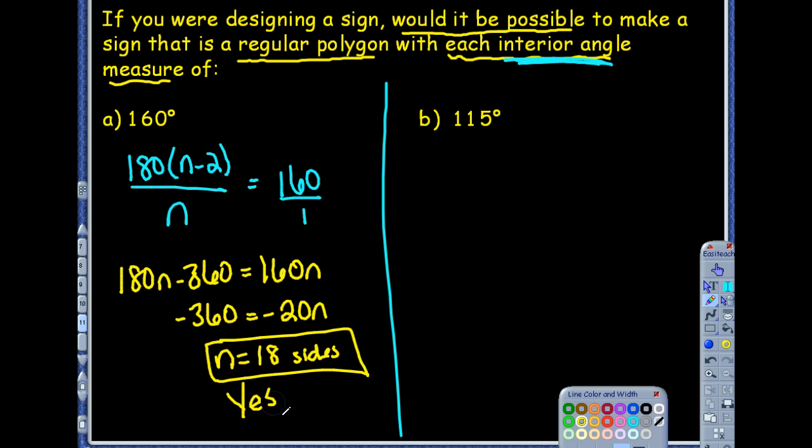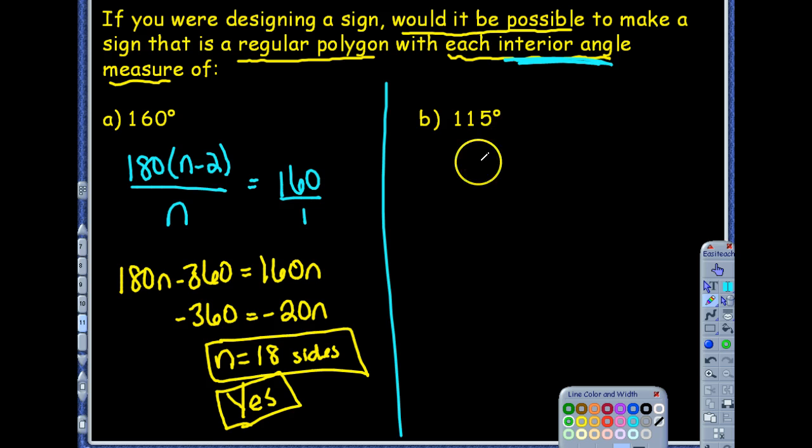Now if they said explain, and sometimes we'll ask you to do that, we've done that before, you could say because an 18-gon is a possible figure, something of that nature. Now I want you guys to try this one on your own and then check with us.